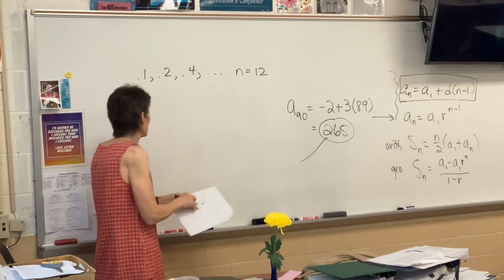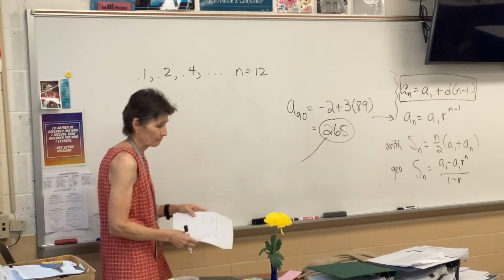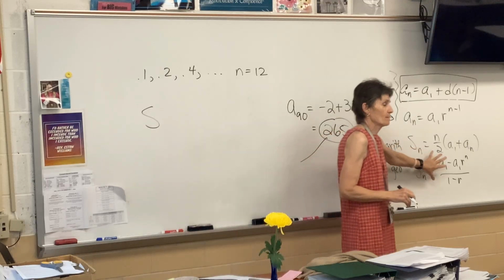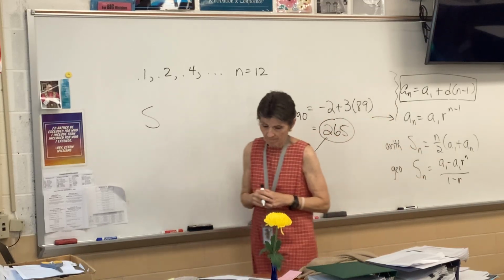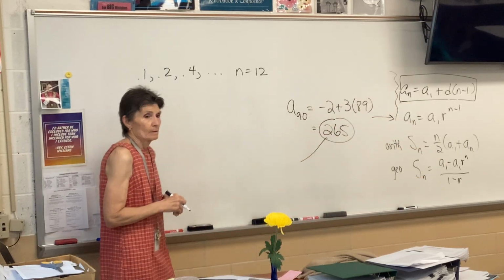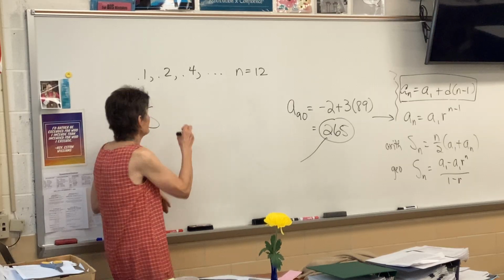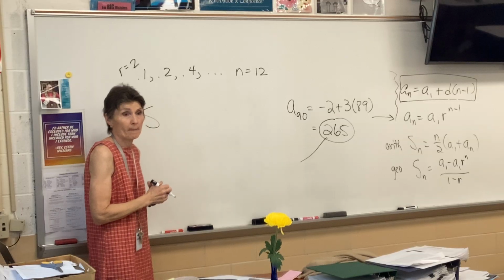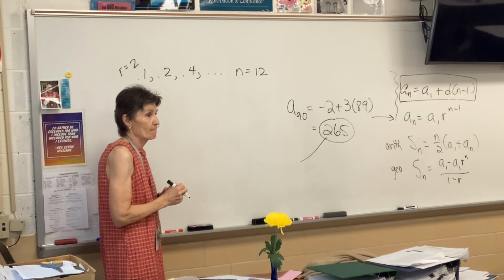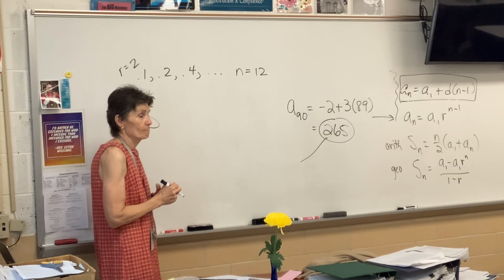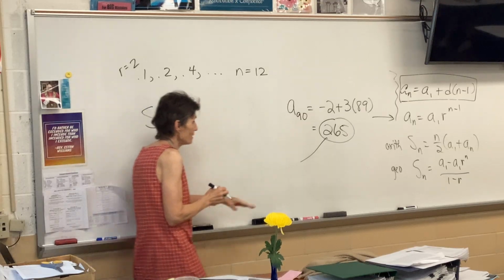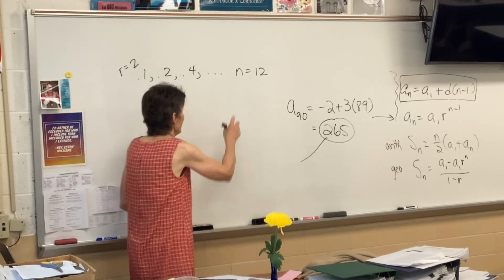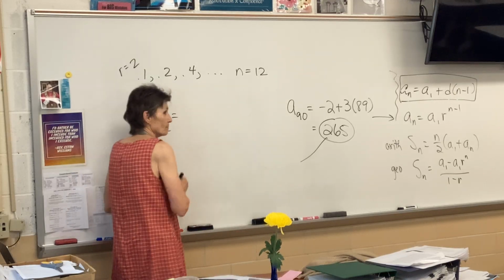All right, directions say we want to add them up. So I'm going to be using one of these. It's geometric. What's the ratio? 2. Aren't I just multiplying by 2? How many, this is my formula, how many am I adding up? What's n? N is 12.